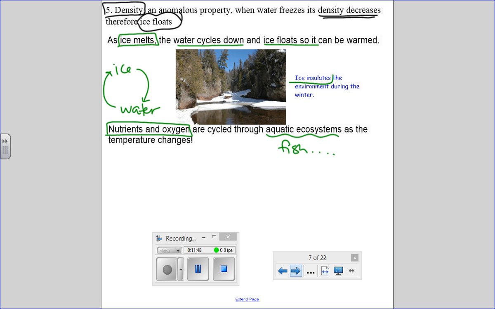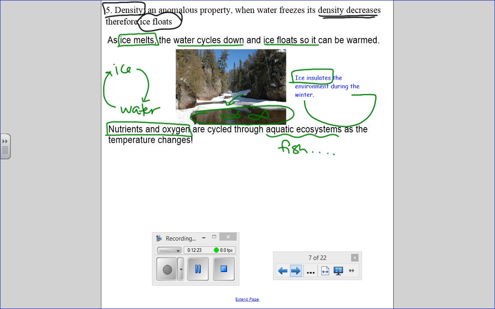The other idea is that ice insulates the environment during the winter. So if I take this lake that's here, I have my lake and I have some ice on top. My fish are still super happy living in the water that is under the ice. And that's because there's still water under the ice. Once ice forms at the top and it covers the entire surface, it's protecting the water underneath from coming in contact with the environment, maintaining its temperature warm enough so that it can stay liquid.